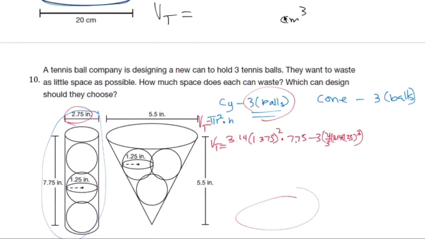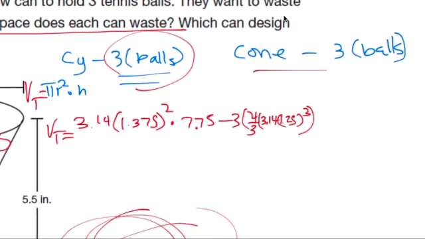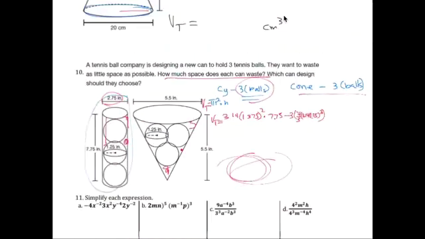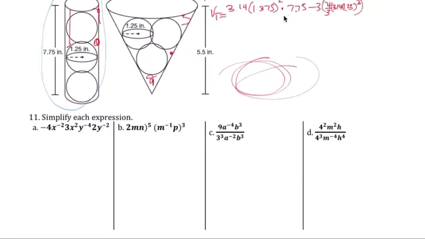You want to see which one they should choose to have the least waste, how much space does each can waste, which design. So how much space is left here compared to how much space is left here. We want the least amount of space. So then you do the same with the cone, okay? I'll leave you guys to do this. I'm explaining it. Got a calculator, do the steps.